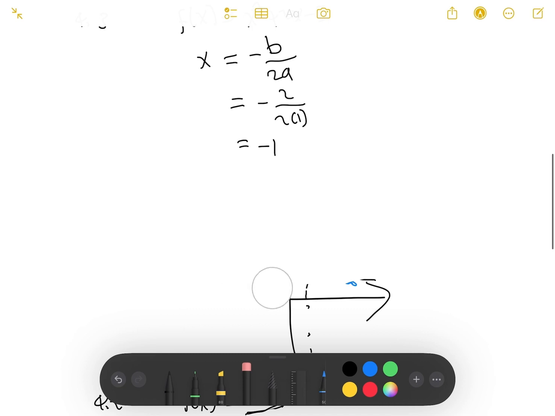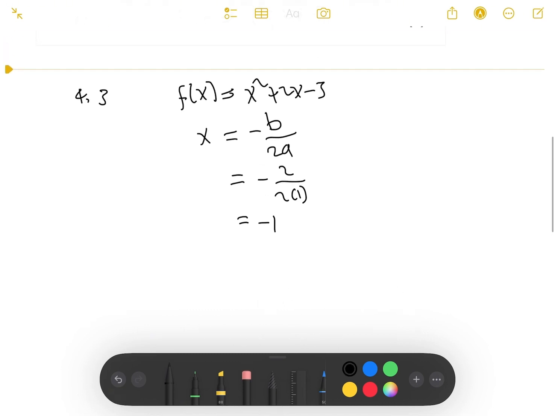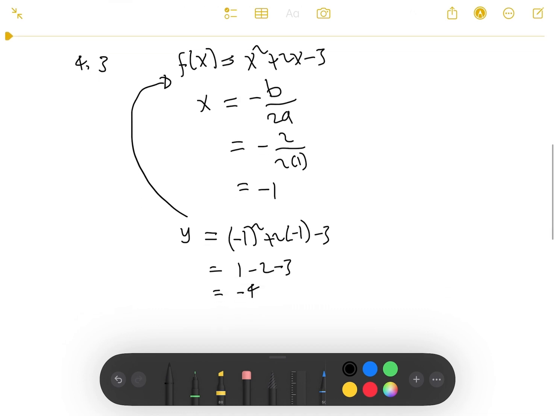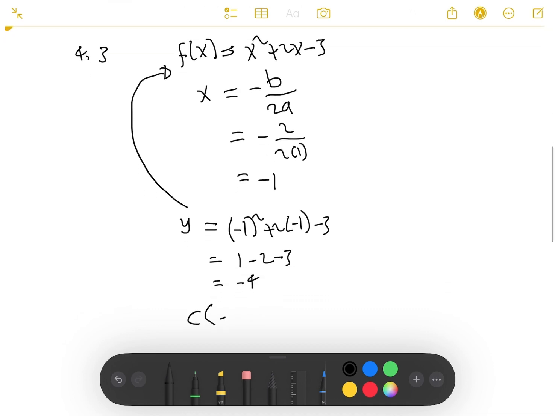And then from that, we're going to use this coordinate to find the respective y. So the y value will be, we substitute into the original equation, right? So we're going to have negative 1 squared plus 2 times negative 1 minus 3, which is 1 minus 2 minus 3, which all in all gives us negative 4. Okay, therefore C is equal to (negative 1, negative 4).